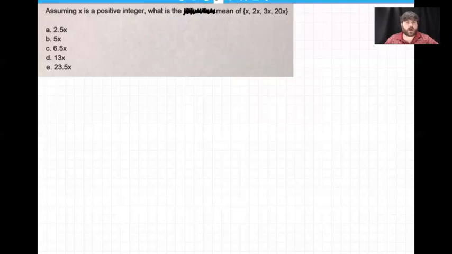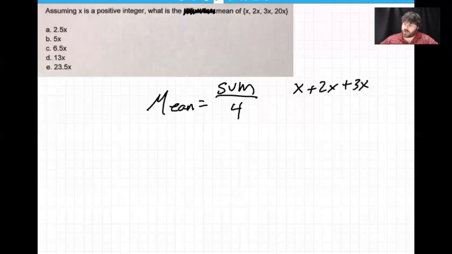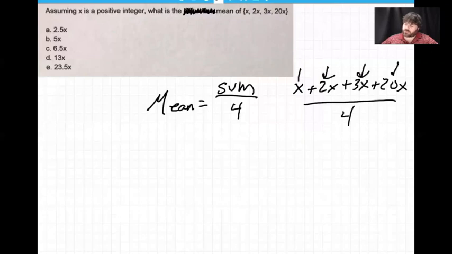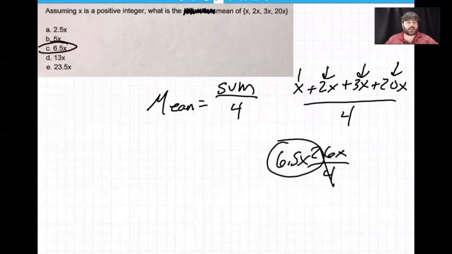All right, assuming x is a positive integer, what is the mean of x, 2x, 3x, and 20x? All right, mean problems, they all work the same, right? We calculate the sum, so we add up all the data points and we divide by the number of data points. There's 4 data points there, so I do x plus 2x plus 3x plus 20x divided by 4. Well, I have 1 plus 2 is 3 plus 3 is 6 plus 20 is 26x divided by 4. That gives me, let's see, 6.5x. So 6.5x is my mean of those numbers.